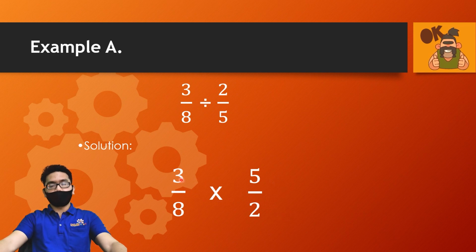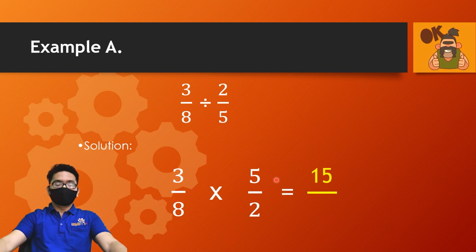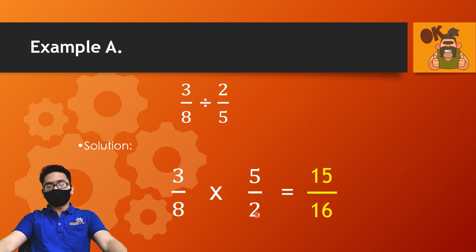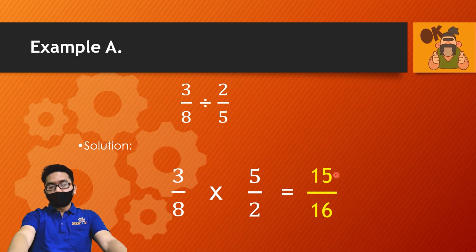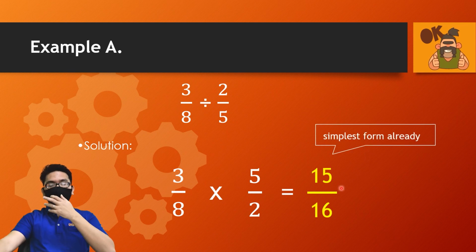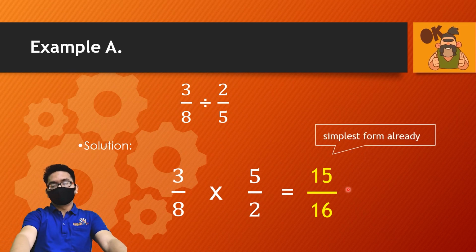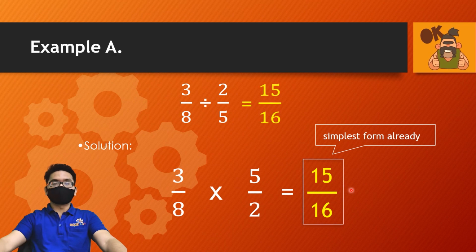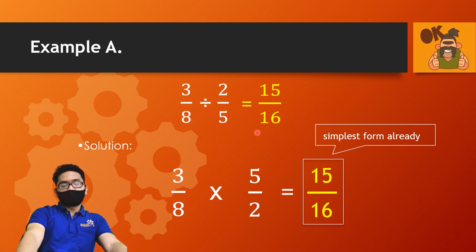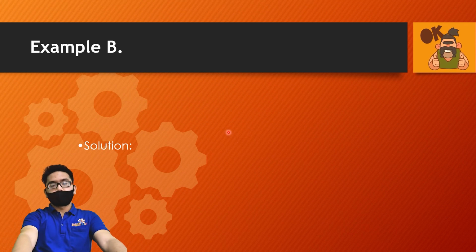Now we can multiply. 3 times 5 equals 15, and 8 times 2 equals 16. Now let's check if this fraction is already in simplest form. Yes, 15 over 16 is already in simplest form. Therefore, our final answer is 15 over 16. Did you get it? Very good.